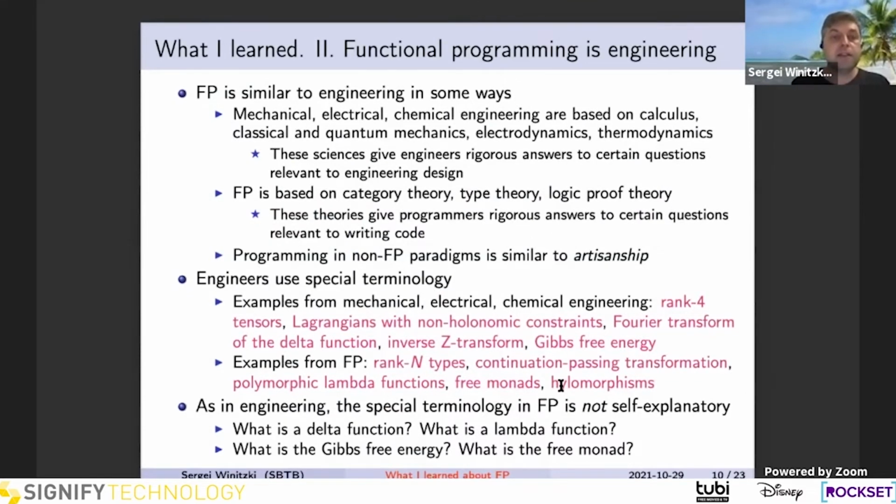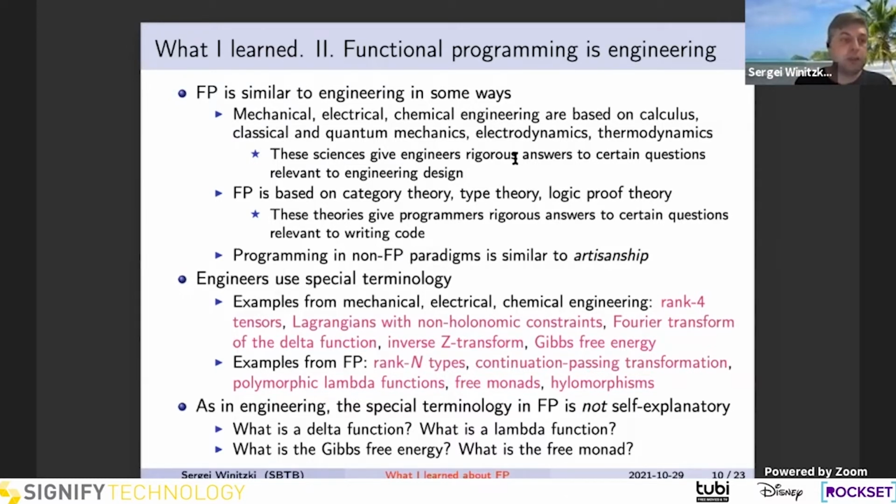So the result is that the functional programming paradigm is similar in some ways to engineering. And that was another realization that hit me at some point. Why is it so different? It's because it's not like other programming paradigms that are similar to artisanship, trades and crafts. In artisanship, people work according to tradition and experience. They learn by doing, and that's how most programmers learn.